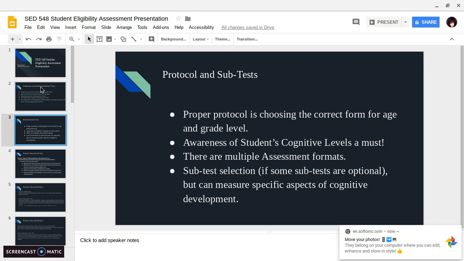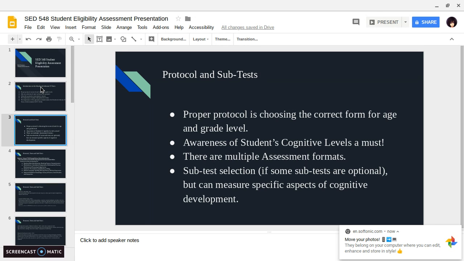Proper protocol is choosing the correct form for age and grade level. This can be tricky in my facility school because though most of my students are aged 15 to 18 and have variable degrees of diagnoses, they mostly function at the first to third grade level. So giving a test for a sophomore to senior in high school, or even a freshman in college, to a first to third grade level functioning 15, 17-year-old would be problematic and just a waste of time because they wouldn't be able to complete the test. So choosing the proper test for the proper student, where their assumed functioning level is paramount.